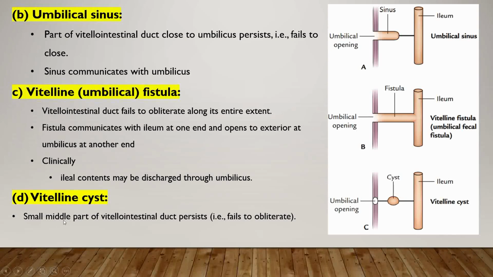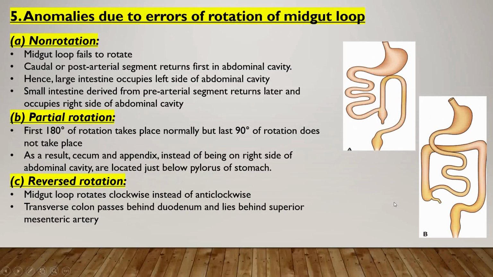Next one is vitelline cyst. Here you can see the small middle part of the vitellointestinal duct persists. Proximally it is obliterated, distally it is obliterated, so it will present as a cystic swelling.